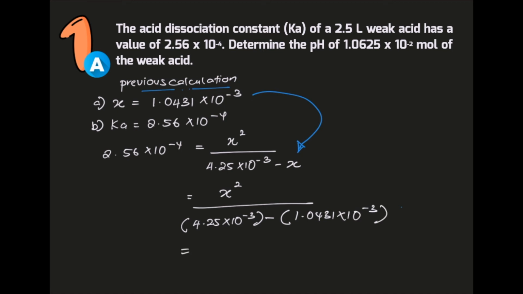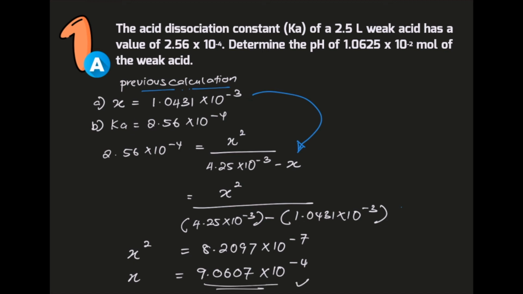So what you are going to get here is your x squared. So your x squared should be equivalent to 8.2097 times 10 to the power of negative 7. So you're going to do a square root of that. So you will get your x should be equivalent to 9.0607 times 10 to the power of negative 4. So this is the new value of x. You don't have to do the test again. We're just going to use this value as it is.